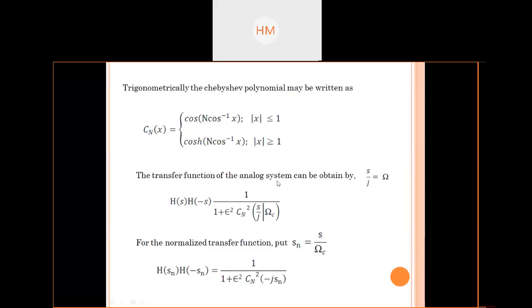The transfer function of the analog system can be obtained by s by j omega is equal to N. See, the magnitude response of the Chebyshev filter has an equiripple pass band and a maximally flat stop band. It can be seen that as I increase the filter order N, the Chebyshev response approximates the ideal response.